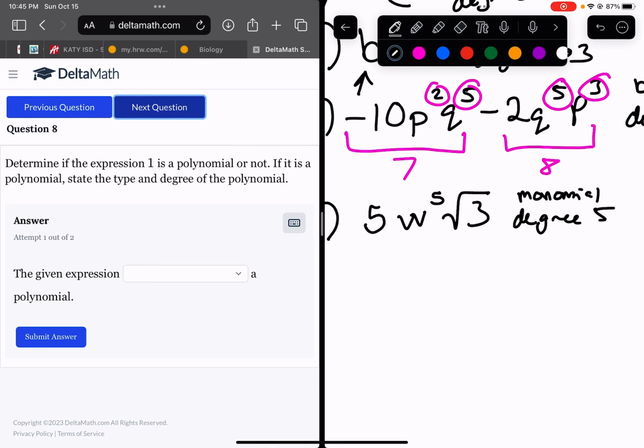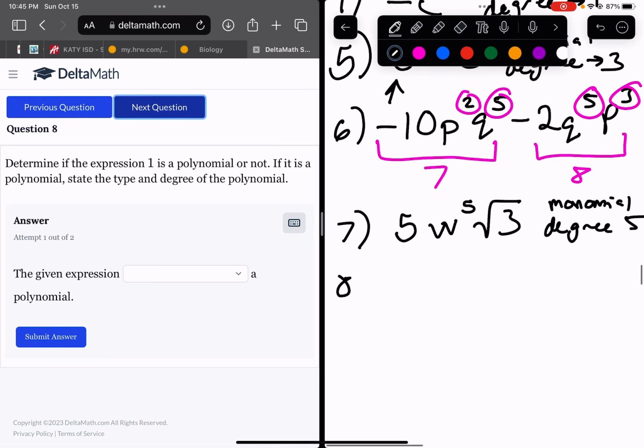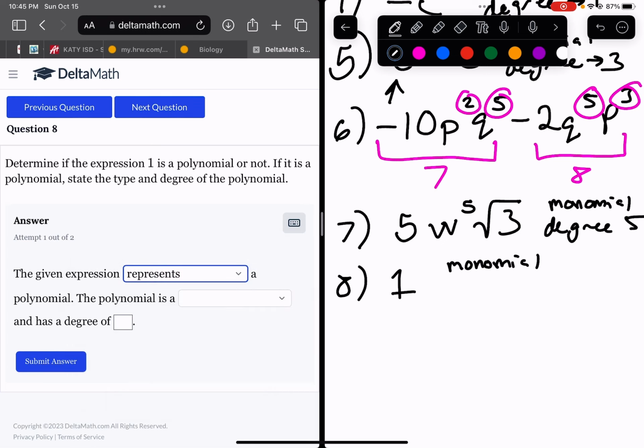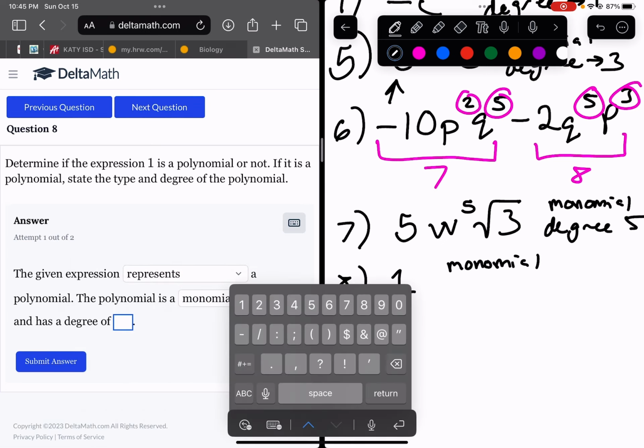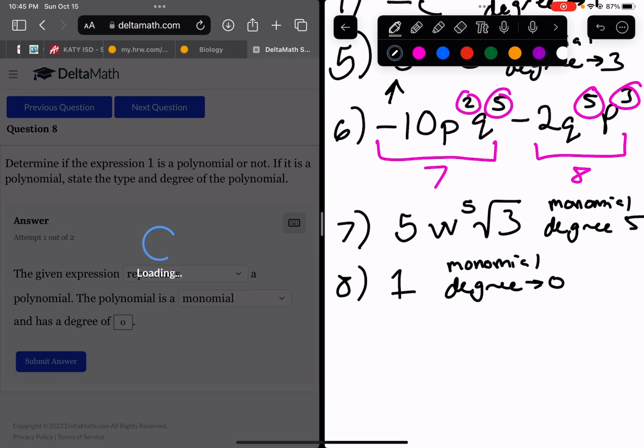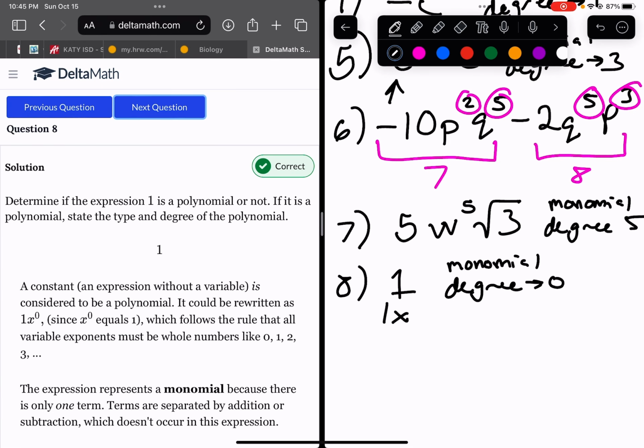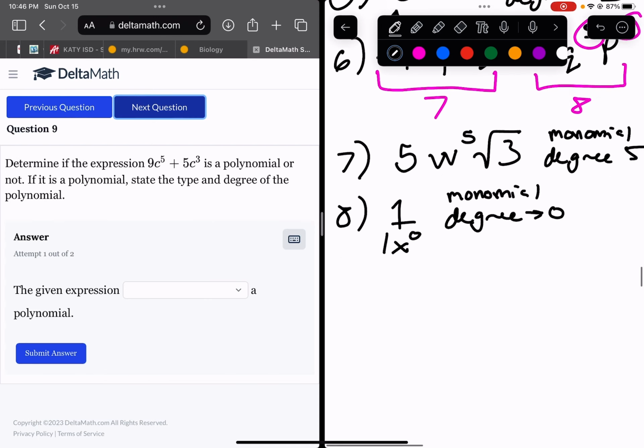All right. This next one, it's literally just the number 1. All right. Again, that's what we would call a constant. That is a polynomial. It's one term, a monomial. And it's going to be a degree 0. All right. And that's because it essentially has 1 times x to the power of 0.